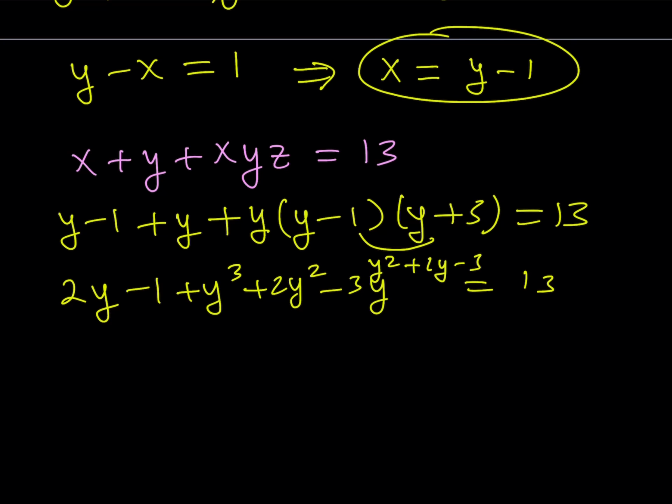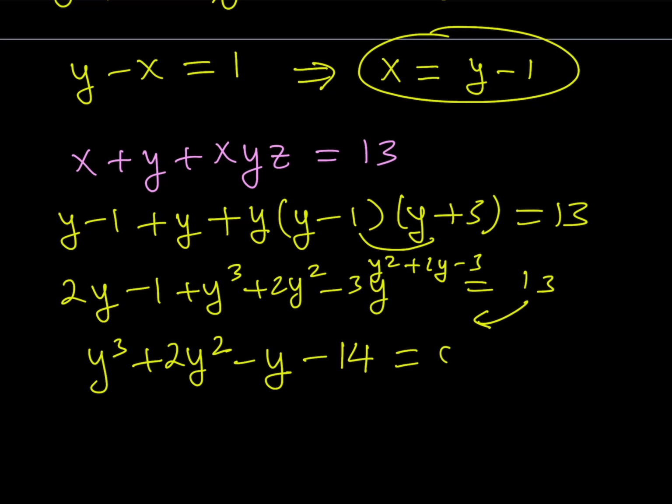Let's go ahead and combine like terms. This is going to give me y cubed plus 2y squared. 2y plus 3y is going to be, actually not plus, 2y minus 3y is going to be negative y. And our constant, if you bring the 13 over to the left, is going to be negative 1 minus 13, which is minus 14. And the whole thing is equal to 0.